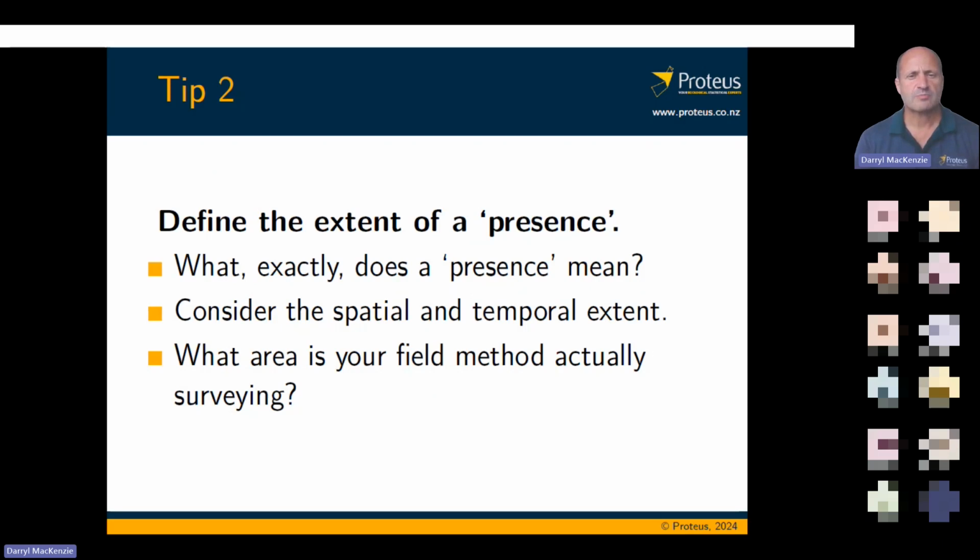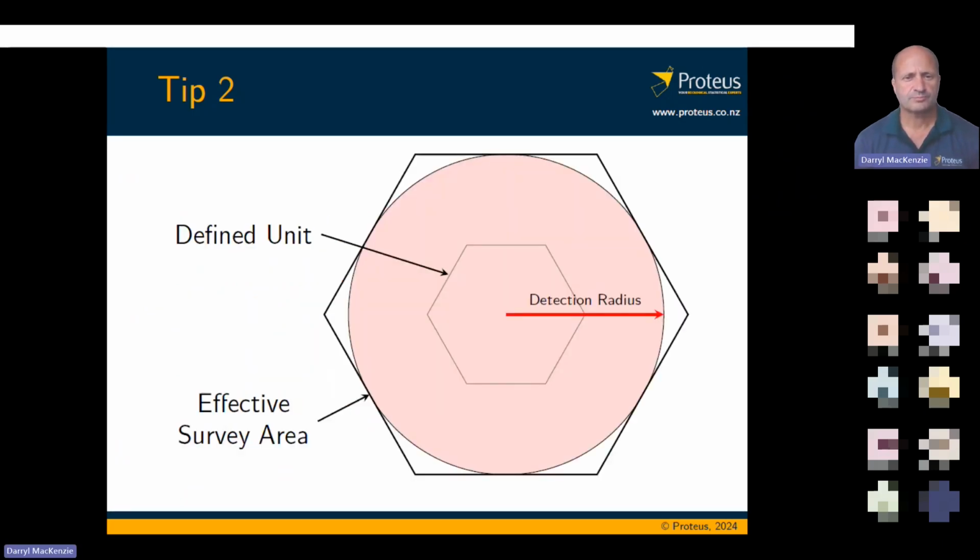Part of that as well is maybe thinking about the field methods that we're using. Different field methods obviously have different advantages and disadvantages, and so thinking about the actual area that a field method is surveying can also be useful when we're trying to think about how we define this extent of a presence. For example, we may have some initial nominally defined unit that we think is the extent at which we are talking about the presence of the species. But if we're using, say, point counts and our detection radius is actually relatively large, the effective survey area may be much greater than what we're initially considering.